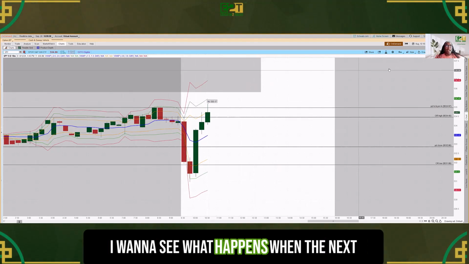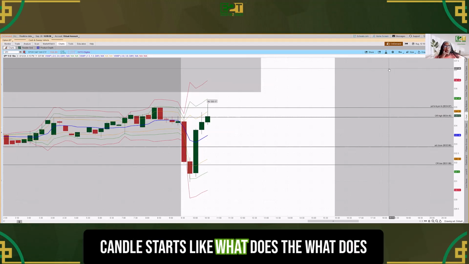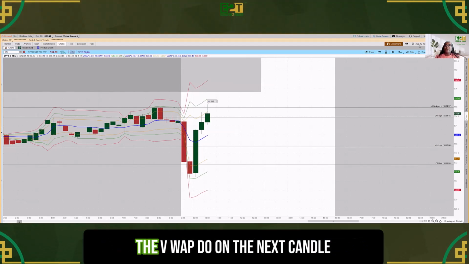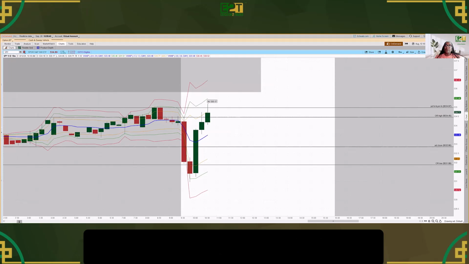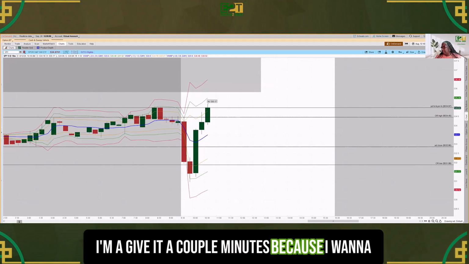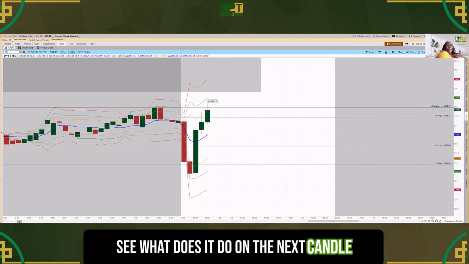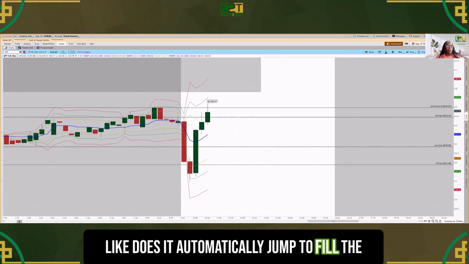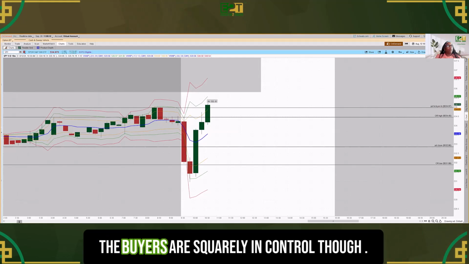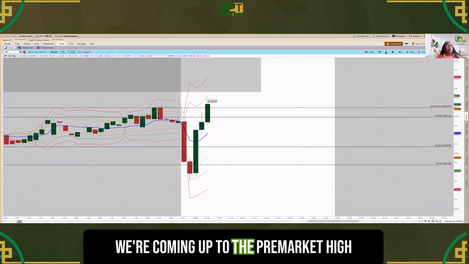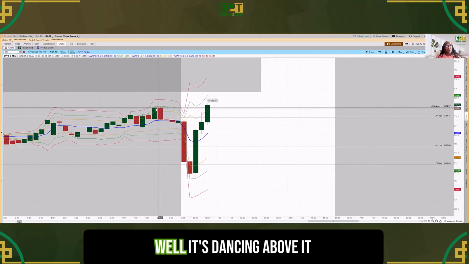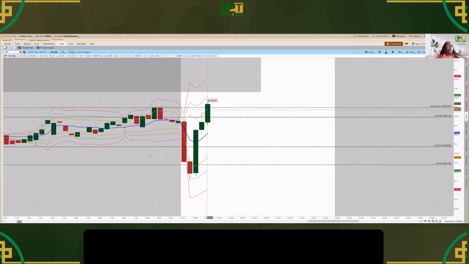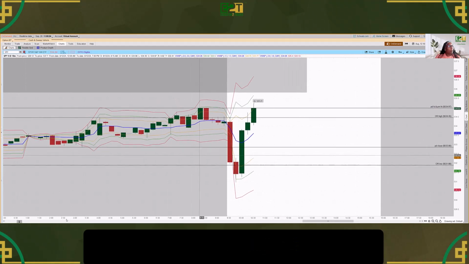I want to see what happens when the next candle starts. Like, what does the VWAP do on the next candle? I'm going to give it a couple minutes because I want to see, does it automatically jump to fill the lines? The buyers are squarely in control, though. We're coming up to the pre-market high. Well, it's dancing above it. You had your 6 lines.